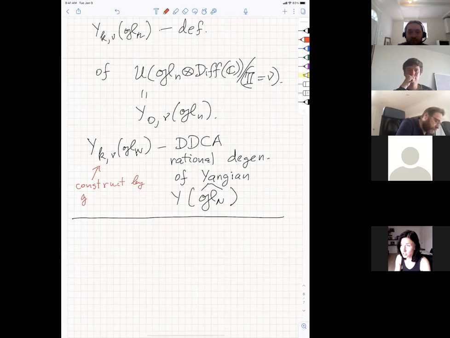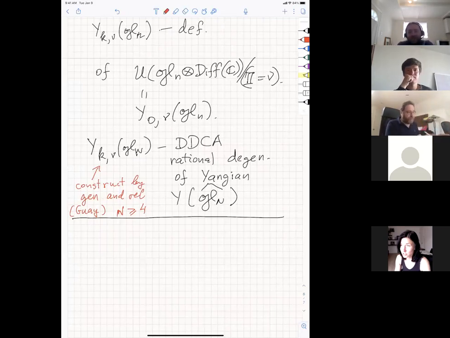And this was done by Gui, but in a way, he has to require that n is at least 4. So it turns out that his method, which is based on things like Steinberg presentations of GLN, when you generate GLN out of upper and lower triangular matrices and write relations between them, does not work for small n, in particular for n equals 1. So there are now other ways to do it, and Gui is working with his collaborators on writing up this theory for any n using a somewhat different approach. But in the definition that I gave, it doesn't really matter what this n is.